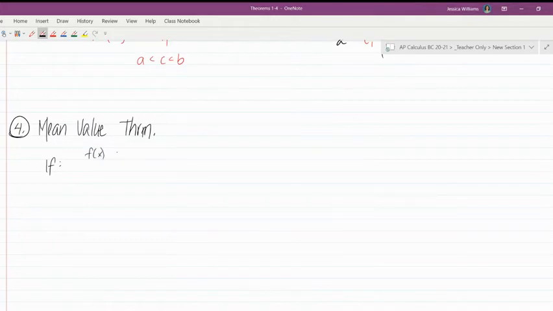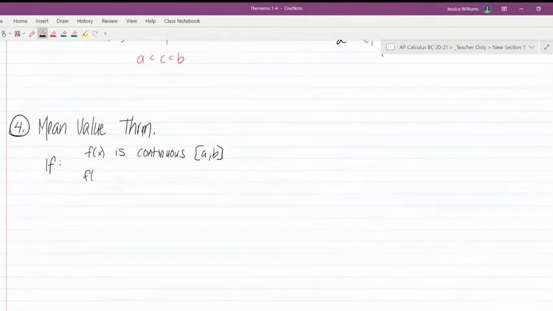If f of x is continuous on the closed interval a to b, and if f of x is differentiable on the open interval a to b, just like with Rolle's theorem, identical to Rolle's theorem. Closed means it has endpoints. Differentiable on open because you can't take derivatives at the endpoints.